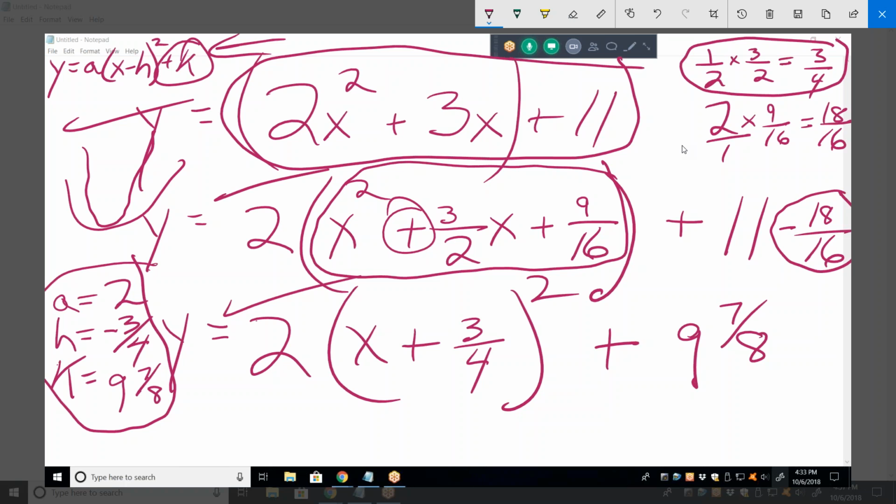Now, sometimes it won't always leave a fraction. In other words, if that would have been a 4, then this would have been 2. But sometimes it does leave a fraction, and you have to deal with that.